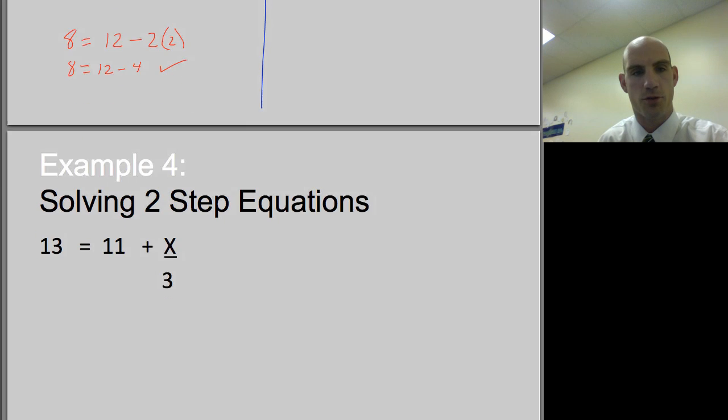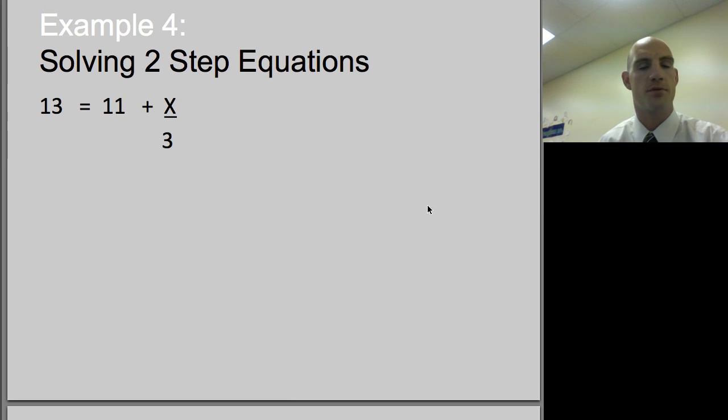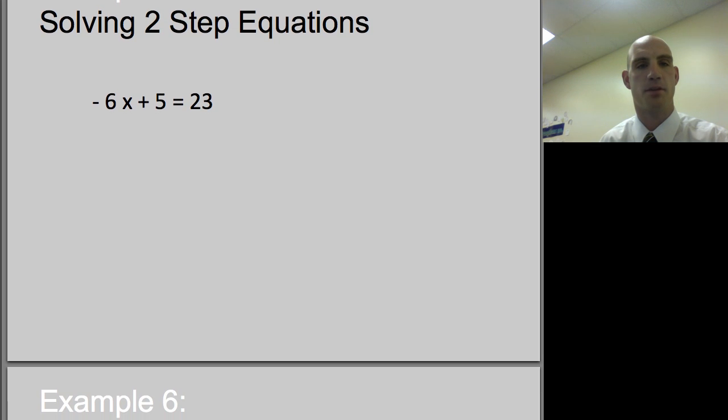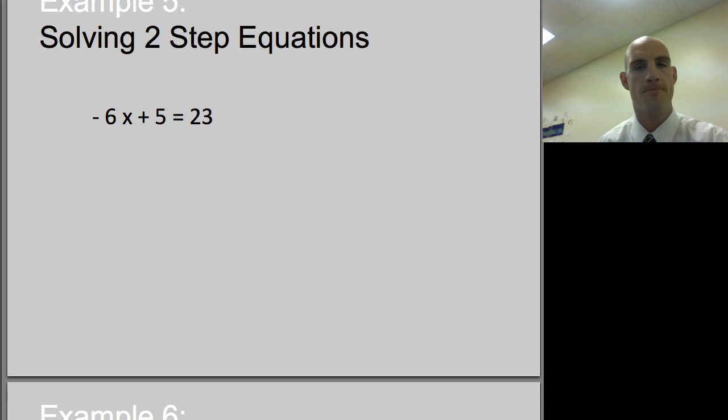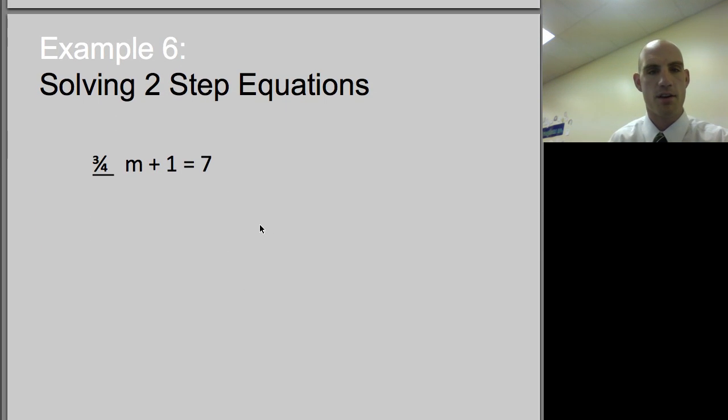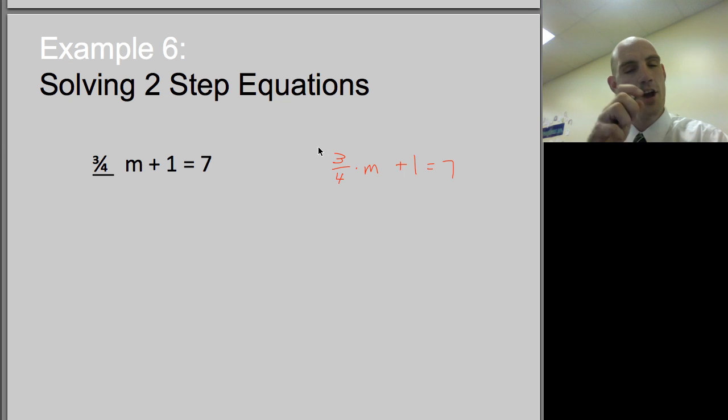Got a couple of examples for you to do. See if you can solve this one. It's a lot like the first one, so if you're taking notes, you can go back and look at that one. So I have 13 equals 11 plus x over 3. And in the next example, I have negative 6x plus 5 equals 23. So you can try that one too. And in this last one, I have 3/4 times m plus 1 equals 7. So see if you can do those 3 examples on your own. We'll talk about them in class.